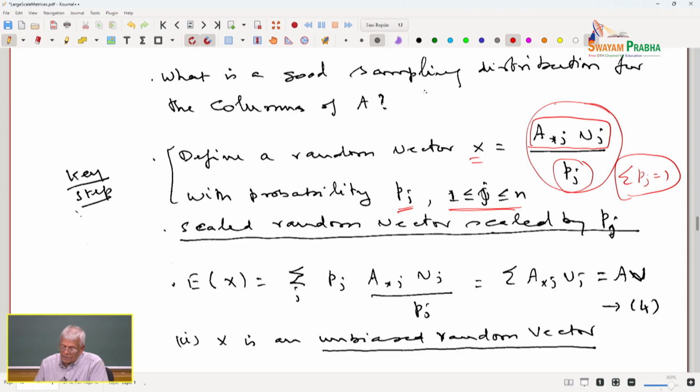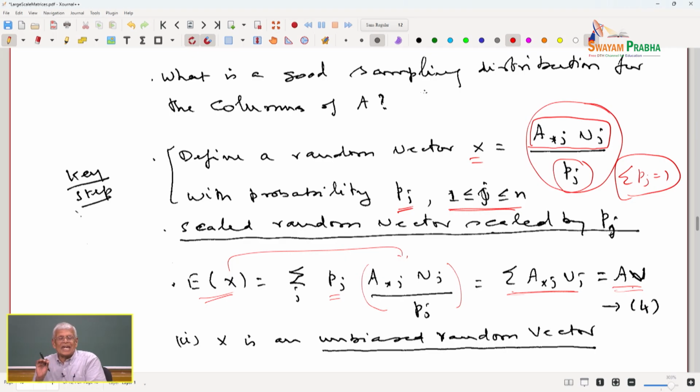So if I did that, what is the effect? This is the jth value of the random vector value, pj is the probability, pj gets cancelled, that is equal to summation, that is equal to Av. Wow! Now you see the same idea that is in scalar comes in here.